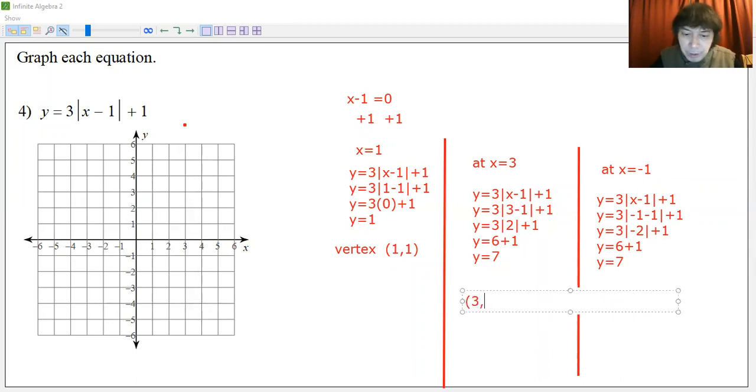Our second computation is 3, 7 over here at the middle. This is 3, 7. All right, so these are our points. Our vertex is at 1, 1 over here. And our second point is at negative 1, 7. So it must be up here. All right, it's outside our given graph.